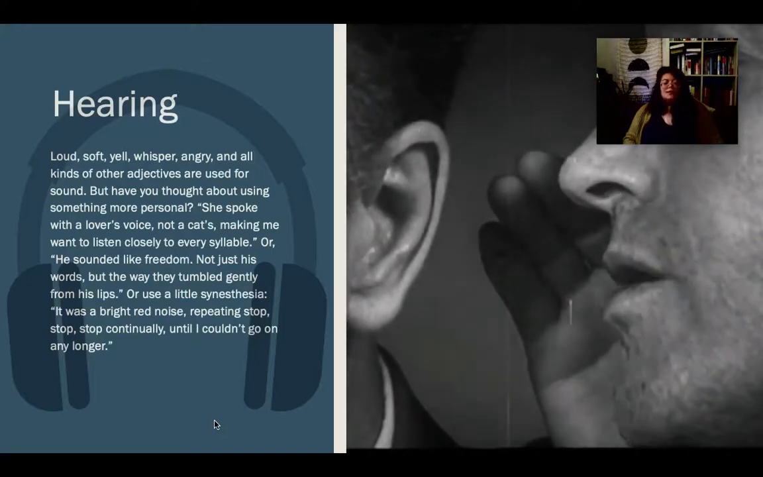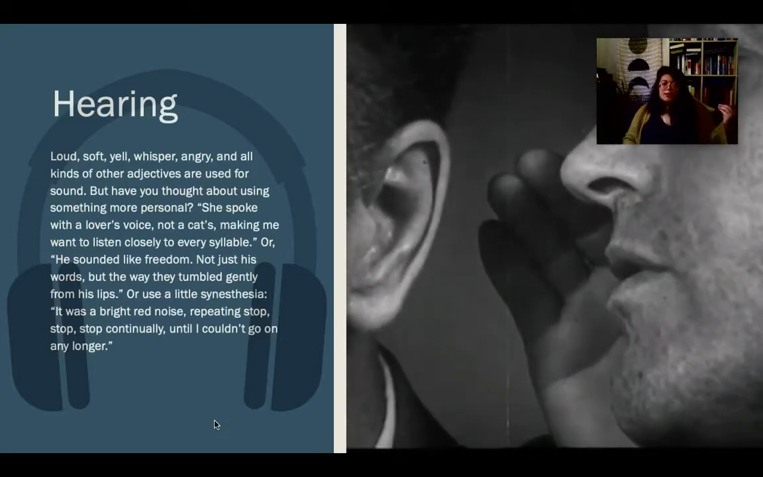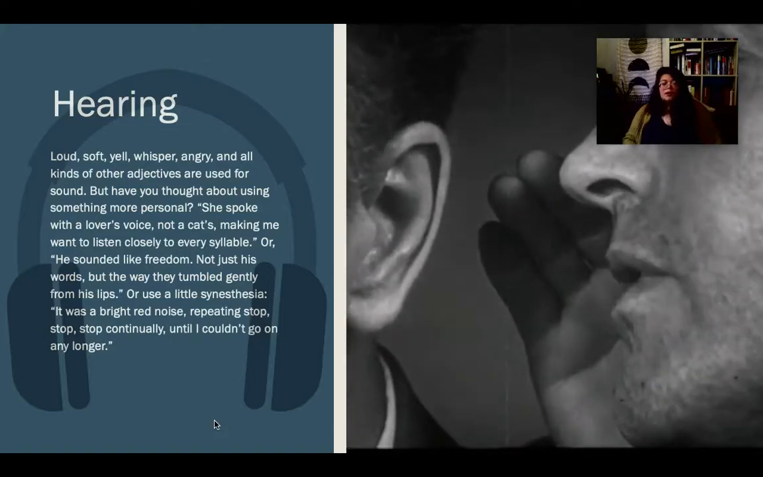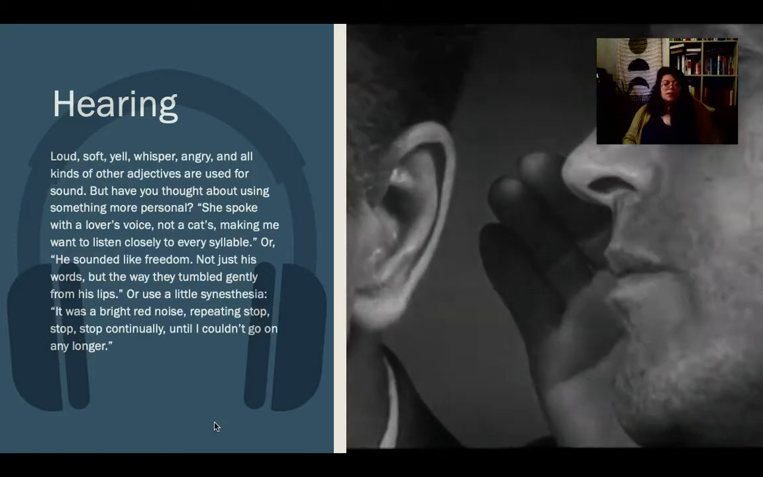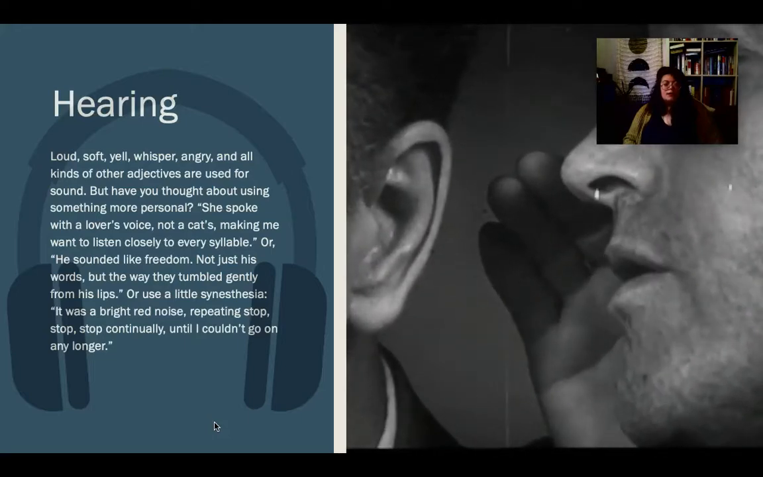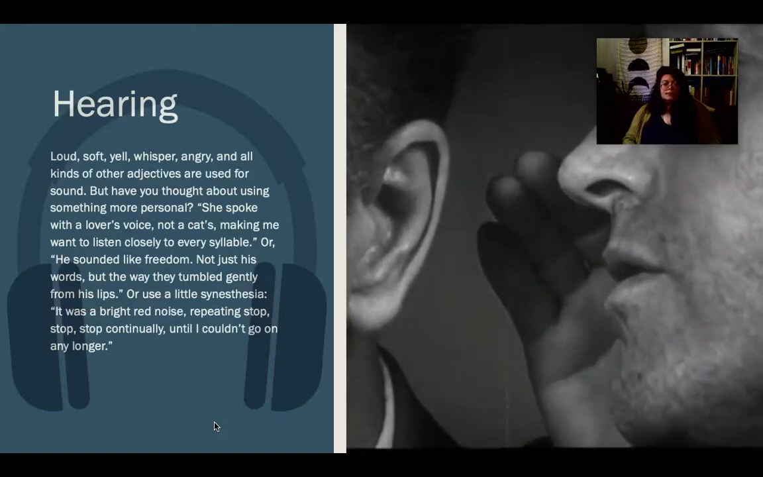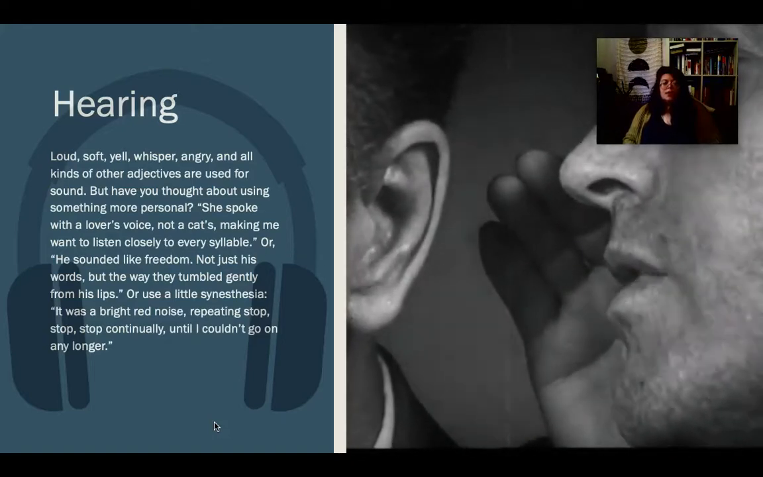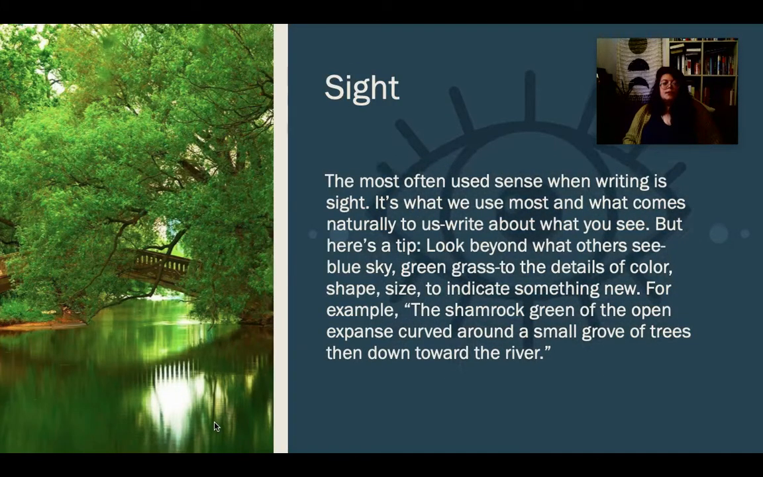Or use a little synesthesia, which is when the mind mixes up sound and color, right? So we could assign a specific color to a specific sound. It was a bright red noise repeating stop, stop, continually until I just couldn't go on any longer. A bright red noise.